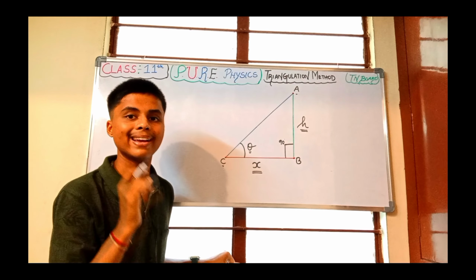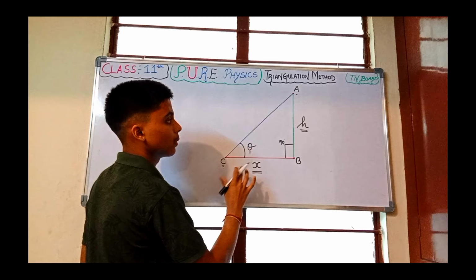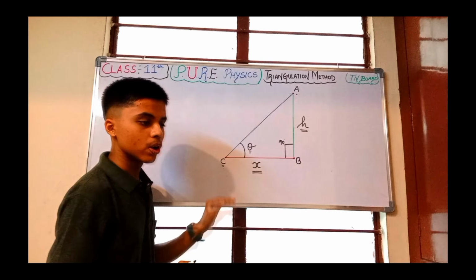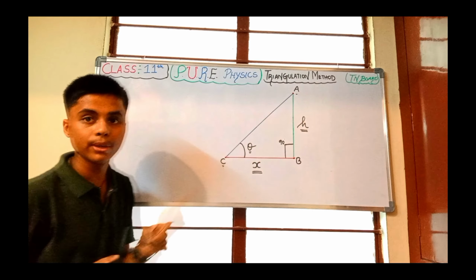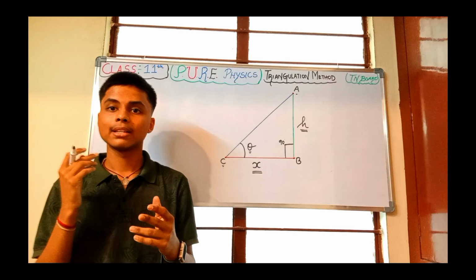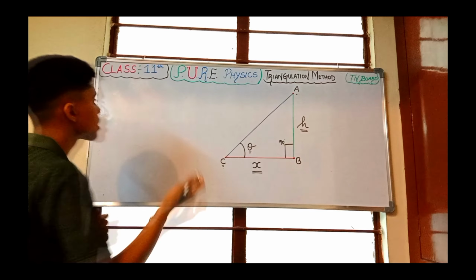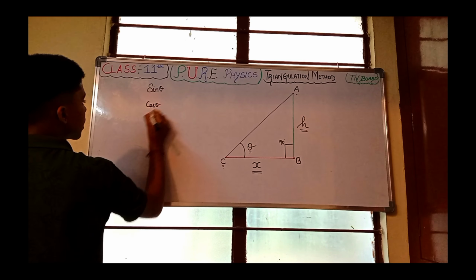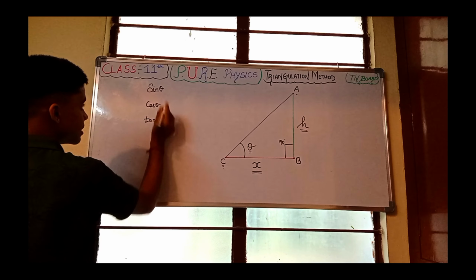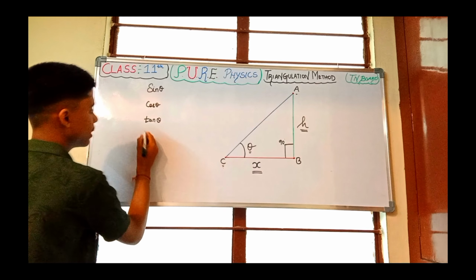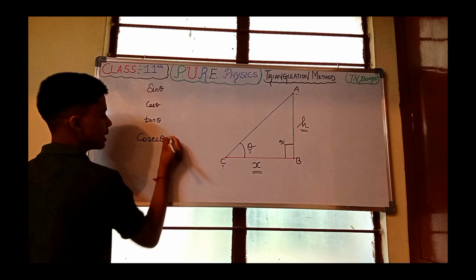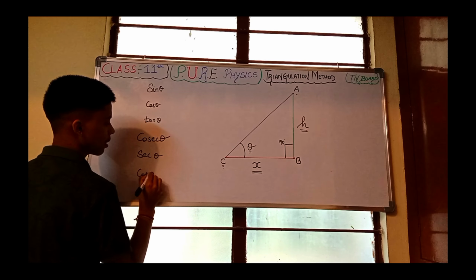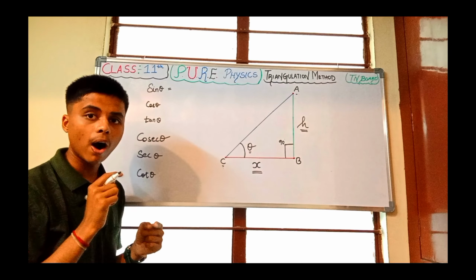This angle is called the angle of elevation. So now I know what is BC, what is AB, and what is this theta. So to find the height of this tree, I'm going to use trigonometric functions, which are those 6 functions. That is sin theta, cos theta, tan theta, and the reciprocal of all these 3 functions, which is cosecant theta, secant theta, cot theta.